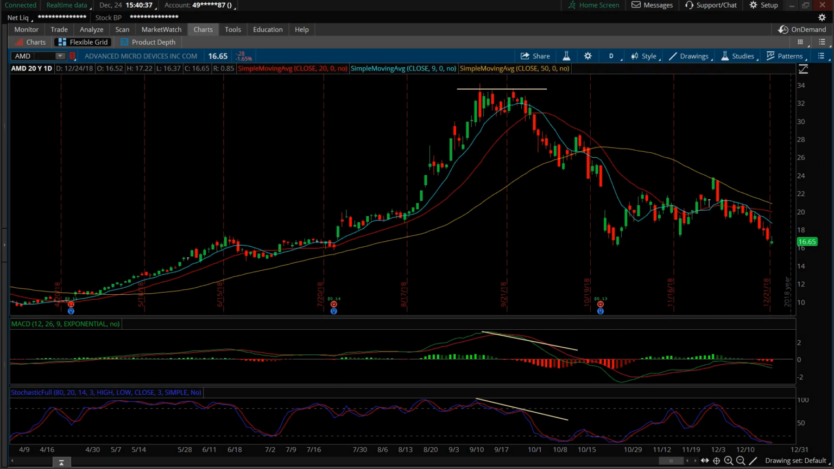Okay. This is what divergence means. Divergence means that the market is giving you a heads up behind the scenes of what the candles are showing you.